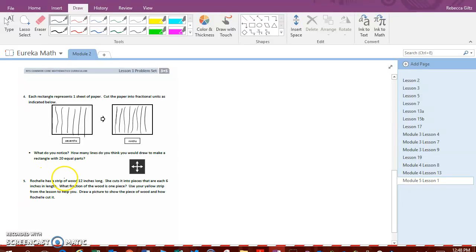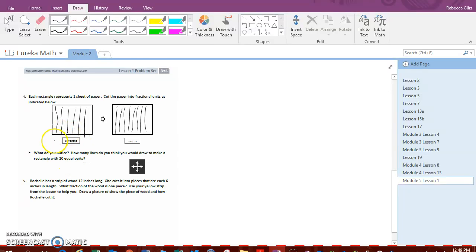So the next question says, what do you notice? How many lines do you think you would draw to make a rectangle with 20 equal parts? And I don't know what this is doing here. That's some sort of goof up. But think about it. The question they're really asking here is how many lines do I need to have 20 parts?